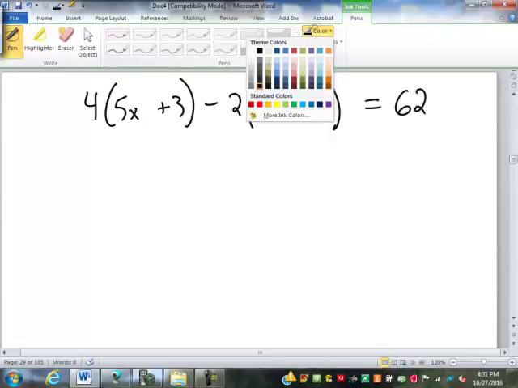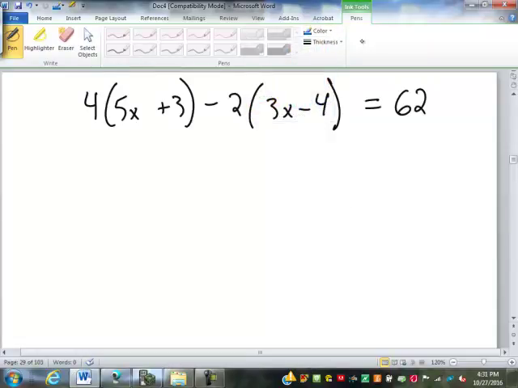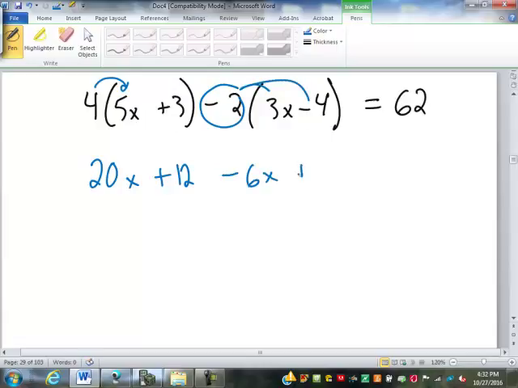So this one's very similar to the ones we've done in the past. We're going to start with our multiplication here. 4 times 5x plus 3 gives us 20x plus 12. We have to remember this is a negative 2 here. So negative 2 times 3x minus 4 is a negative 6x plus 8. Negative 2 times negative 4 is a positive 8.